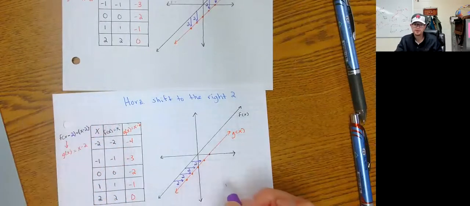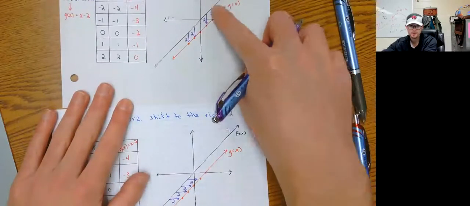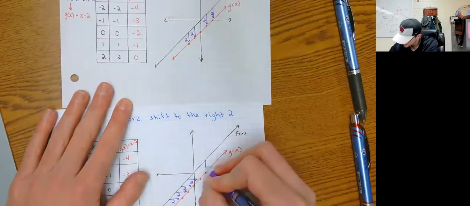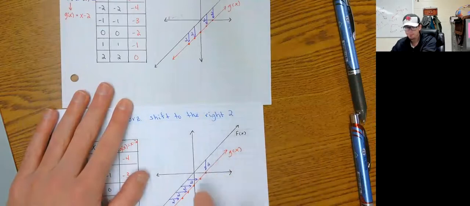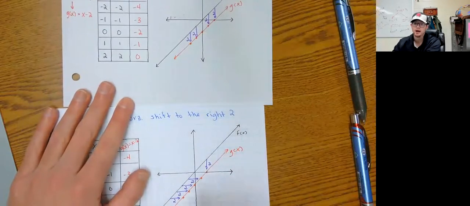Now, this is a special case where they're literally the same graph, right? This is 2 units down. This is also, oh, what do you know? This is also 2 units down. But that does not always happen.